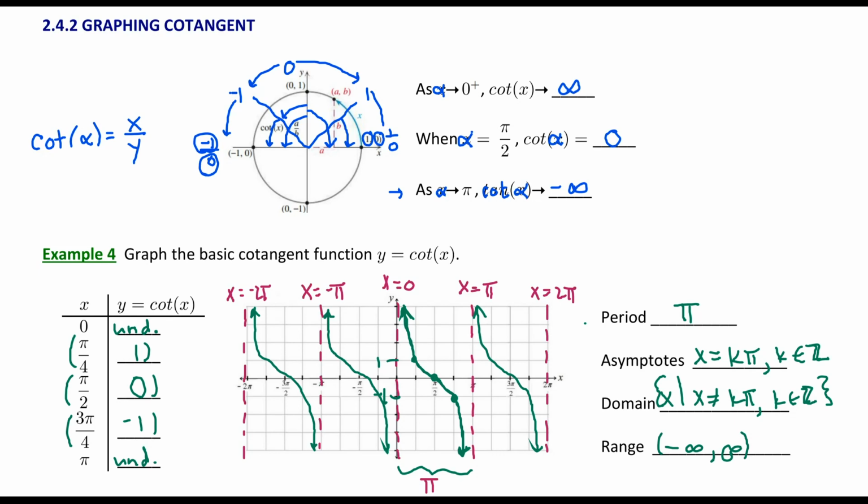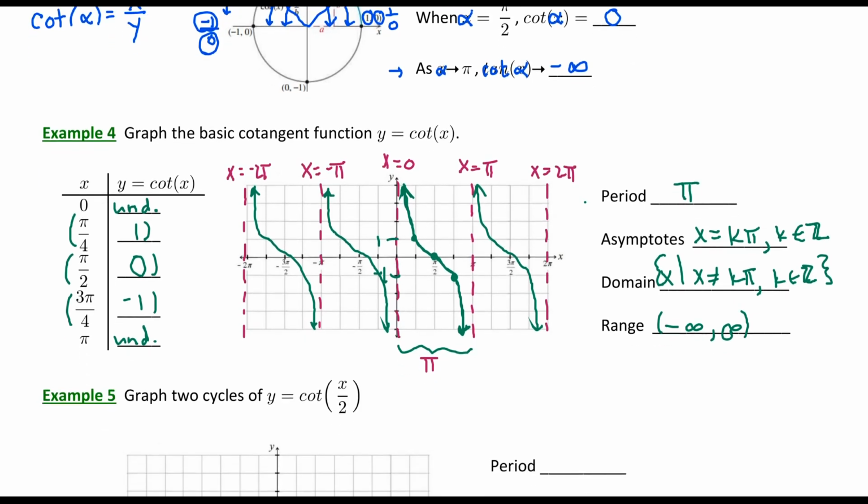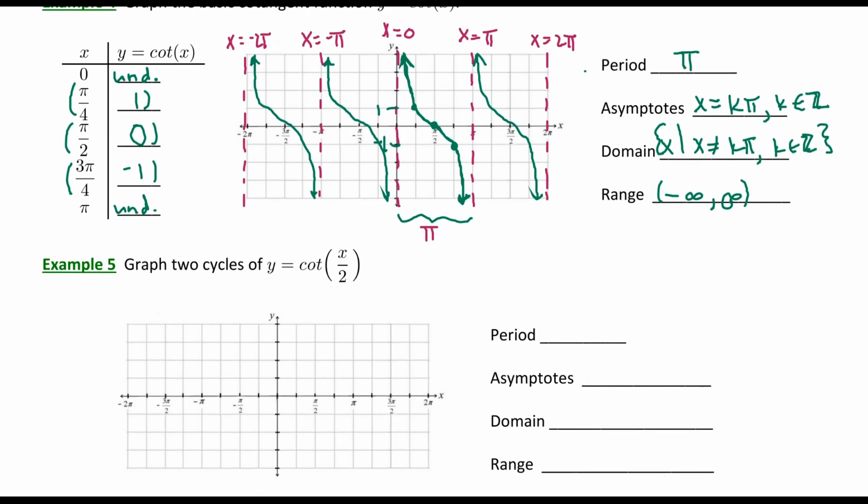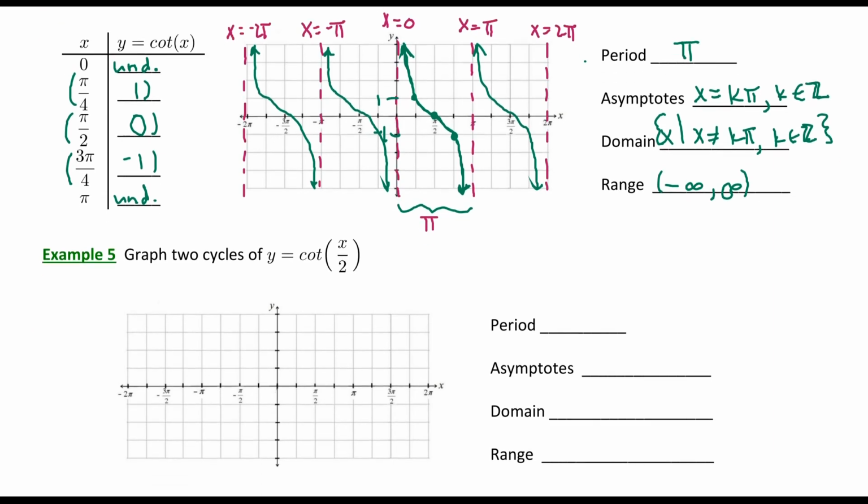Just as with all of the transformations applied to tangent, we're going to see similar transformations applied to cotangent. So let's practice manipulating the graph of our basic parent function to graph transformations. In example 5, we want to graph 2 cycles of y equals cotangent of x over 2. The first thing that we want to observe here is that this particular cotangent graph has a change in the period. We could rewrite that argument as 1/2 times x. Because the argument has been multiplied by a constant, this results in a change of the period.